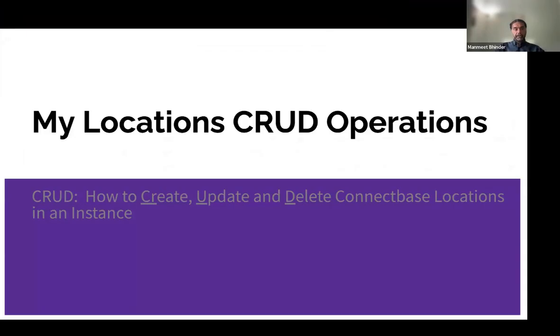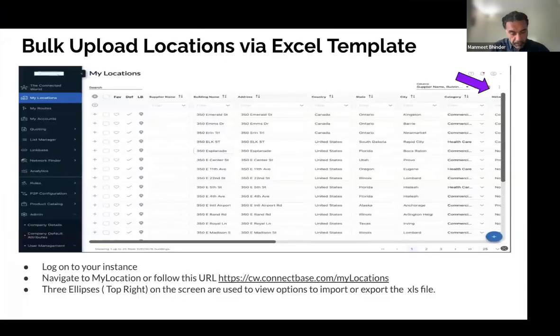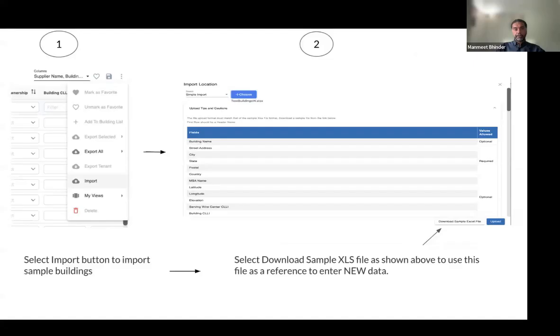So this third operation is to create, update, delete Connectbase locations in any instance. This is a normal way of doing it. When we do this as a bulk upload using an Excel file, we will do the same process: log into your instance, go to the three ellipses, and you will see the same format as we discussed earlier. You can import a sample file that will be your live data that you want to put in as new data, or you can export the existing data and then modify it. So these are essentially two things.